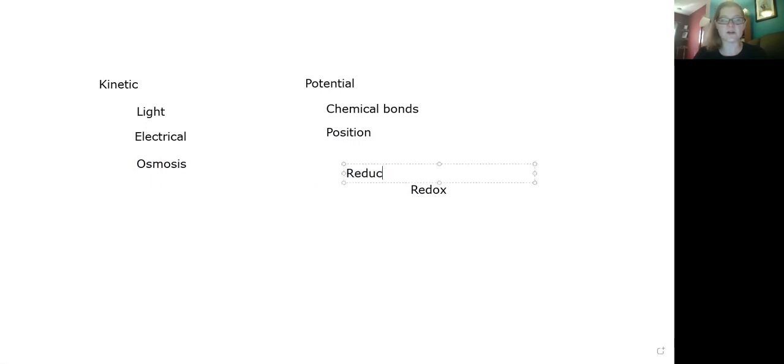And in this case, those two words are reduction and oxidation.